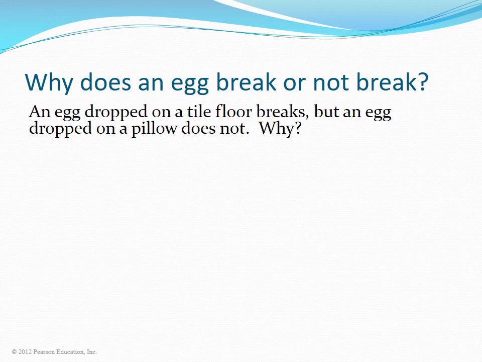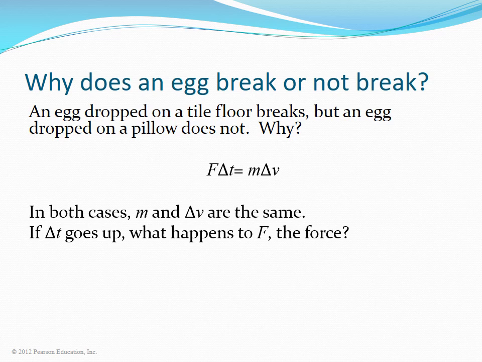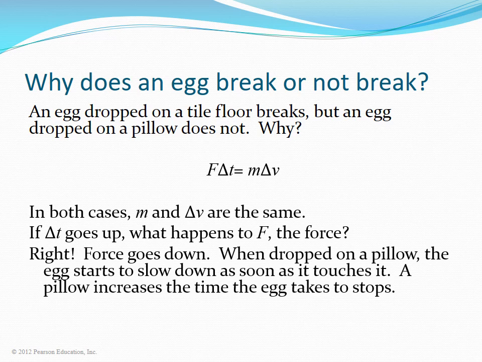An egg dropped on the tile floor breaks, but an egg dropped on a pillow does not. Why? Again, F delta t is m delta v, our impulse equation. In both cases, m and delta v are the same. If delta t goes up, what happens to the force? Right, the force goes down. When dropped on a pillow, the egg starts to slow down as soon as it touches it. A pillow increases the time the egg takes to stop.